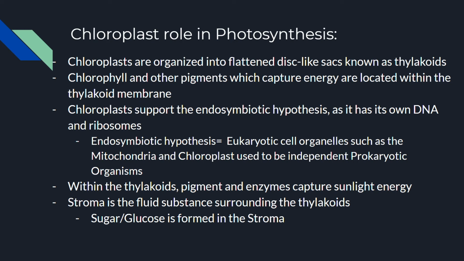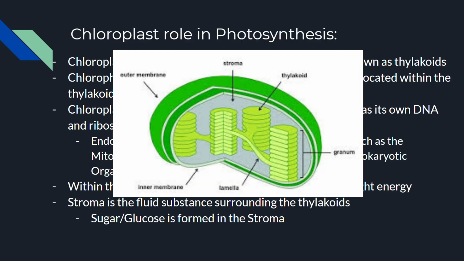Stroma is the fluid substance surrounding the thylakoids, and sugar and glucose is formed in the stroma. So the fluid substance around the thylakoids in the chloroplast is where sugar and glucose is formed. So as we see here, the stroma is pointed to the blue, which is surrounding the thylakoids. Thylakoids are the stacked disc-like shapes, and basically we know that sugar or glucose is formed in the stroma.